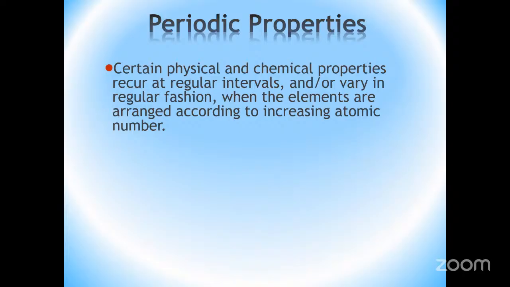Back then, nobody knew the exact structure of the atom in terms of the electrons, especially how they're distributed. So nobody could explain why these trends occur. All they could tell is that as you go from one element to the next, after you reach a certain number of elements, the properties tend to recur. That was basically what Mendeleev discovered.